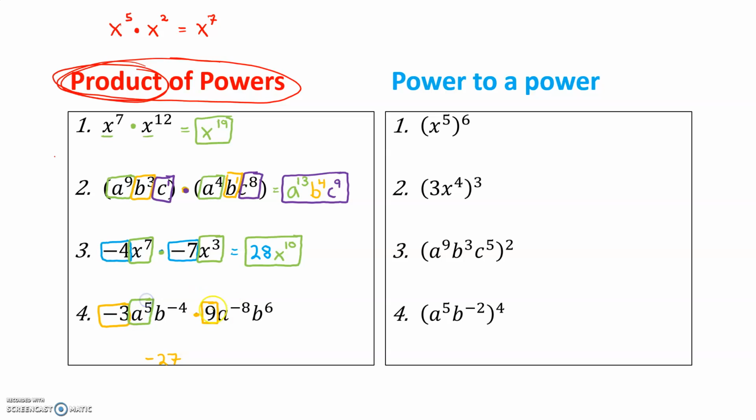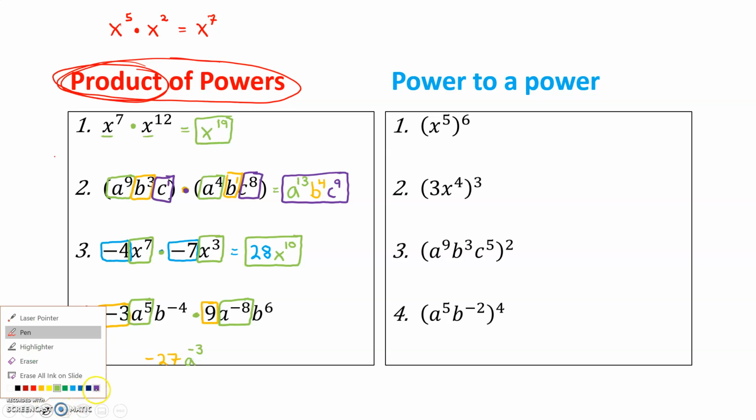A to the 5th power times a to the, careful here, negative 8th power. So remember, we do add them. So what is 5 plus a negative 8? Well, when I combine those, that actually ends up subtracting, and it gives me negative 3. So we're going to write a to the negative 3rd power, and I'll fix that negative here in a minute.